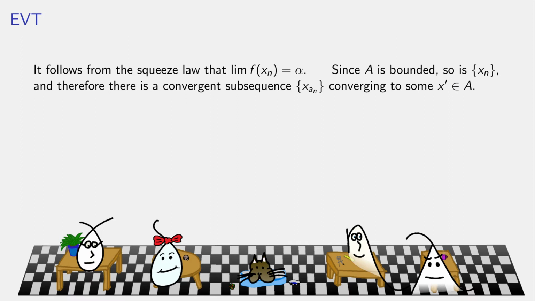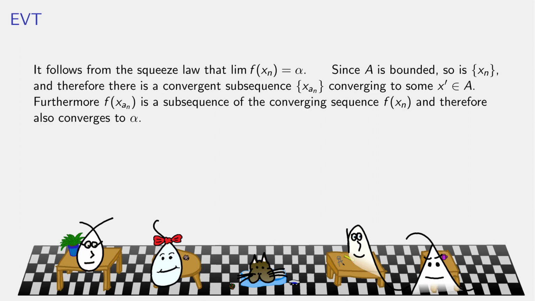But A is bounded because A is compact. Therefore, the sequence xn, while I don't know much about it, I know it's bounded. And by Bolzano-Weierstrass, there is a convergent subsequence converging to a point, and because the set was compact, it contains its limit points, and therefore the point it's converging to, which again I'm calling x prime, must be in the set A. So since f of x sub a sub n is a subsequence of f of xn, and f of xn was converging to alpha, f of x sub a sub n is also converging to alpha. So now we have two things, a sequence converging to x prime in the domain, x sub a sub n, but the corresponding sequence in the range f of x sub a sub n is converging to alpha.